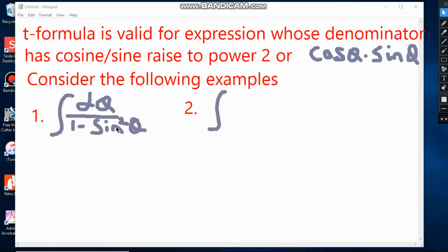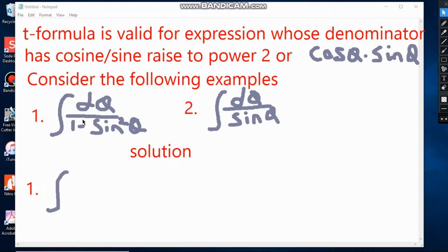Okay, consider the following examples. Example: integrate d theta over 1 minus sin square of theta, and integrate d theta over sine of theta. I picked these two examples because one holds the T formula properties and the second one does not, because in example number 1 the denominator has a power of 2, but in example number 2 the denominator has a power of 1. So let's look at example number 1.